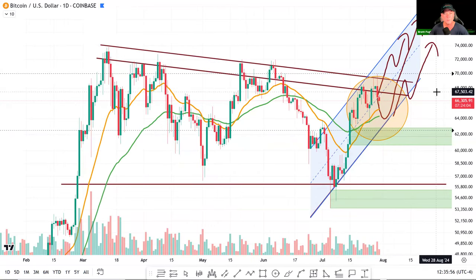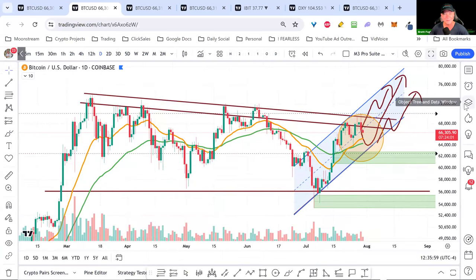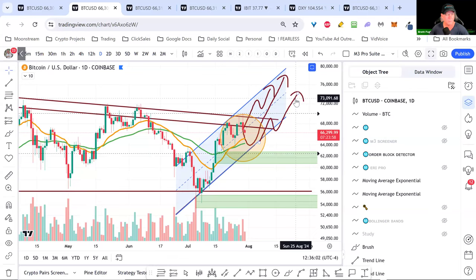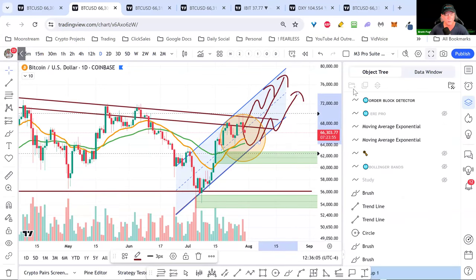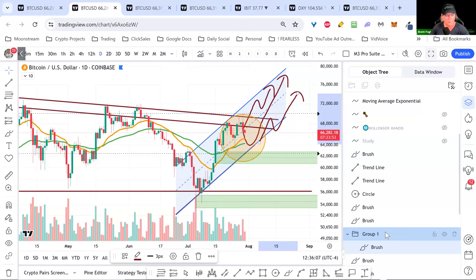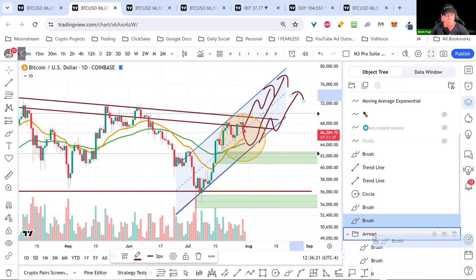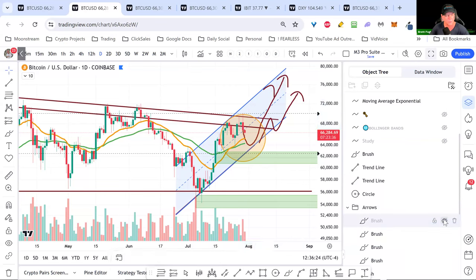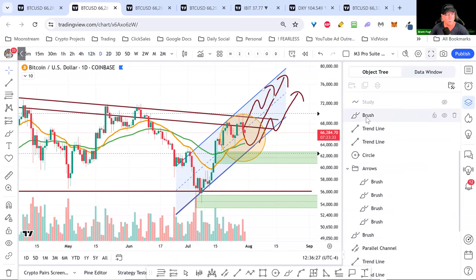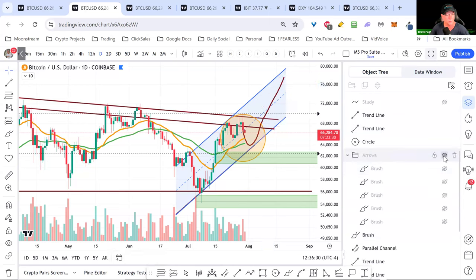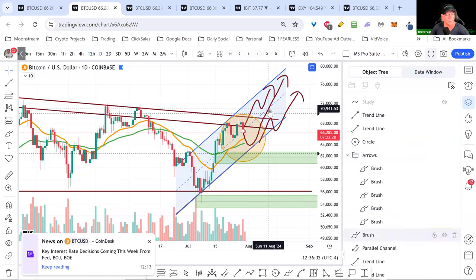Let me see if I can turn some of this off for you guys. And we'll do this. Might make it simpler. I'll make a new folder here using the object tree. That's what it's called, of course. And we're going to say arrows. Do a little housekeeping here. Put the brush there, and this one. So all these will go in there. That way, I can turn them off temporarily. Is that working? Kind of working. More brushes need to go into this. Maybe this is going to take too long. Nope, we almost got it. And then we got this one. Beautiful. Now we can turn off the brushes.